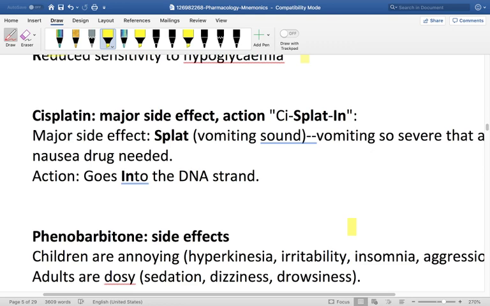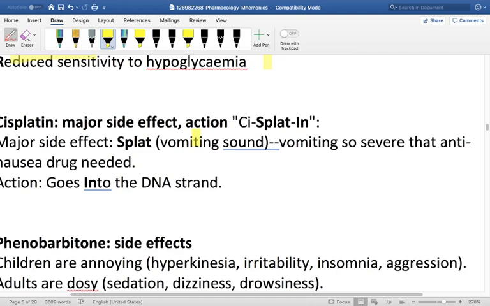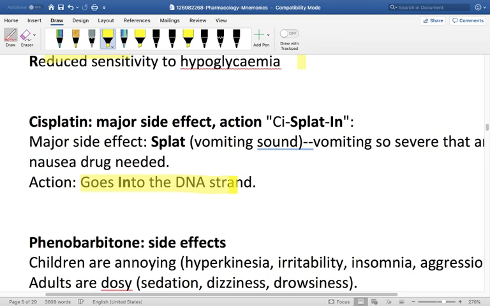Now, doctor, cisplatin, what is the major effect of it? Splat. Splat means vomiting. Major side effect is vomiting. And it goes into the DNA strand. Cisplatin is the one. What is the mechanism of cisplatin? Basically, it messes up the DNA strand.